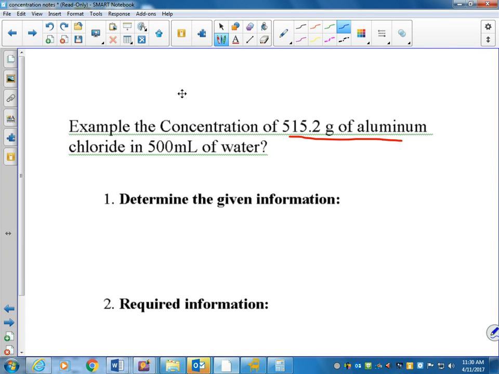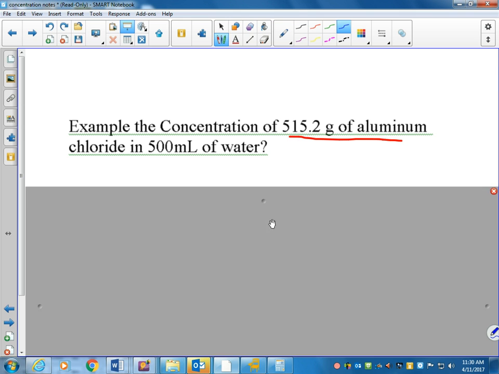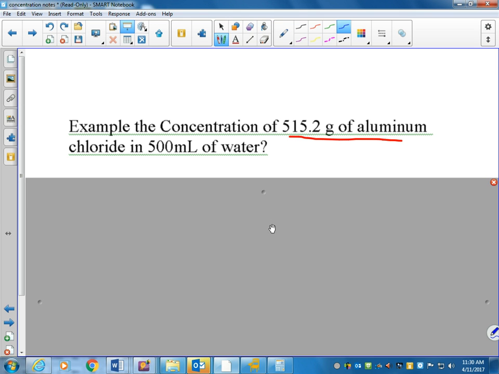So, next question. The concentration of 515.2 grams of aluminum chloride in 500 milliliters of water. How do we figure out the concentration? And I'm going to tell you guys this. You could do concentration in grams per milliliter, grams per liter, but in Chem 30, anytime I just specifically ask for concentration, it needs to be in moles per liter. Okay? So we have to make sure that we're putting this in moles per liter when we do this.